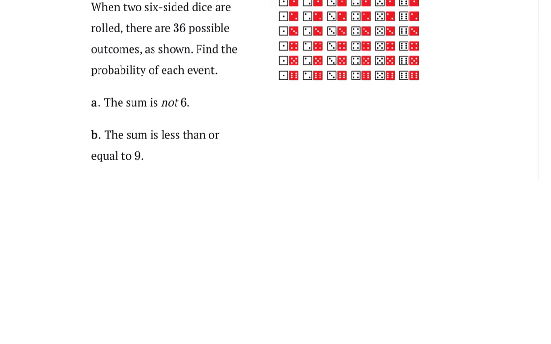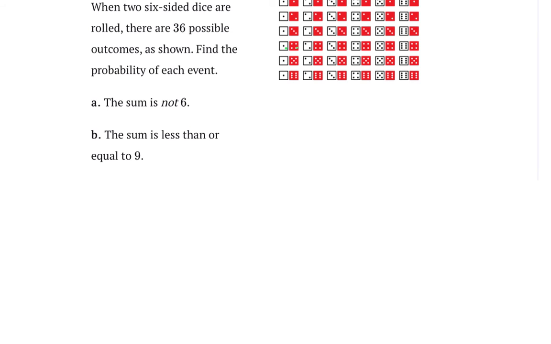So this question's asking, if we have 2 six-sided dice that we're rolling together, it tells us there are 36 different possible outcomes, and they've listed them here. We've got a white die and a red die. So a white 1, a red 1, a white 1, a red 2, a white 1, a red 3, a white 1, a red 4, and so on. They've shown us all the different possible combinations of these 2 dice, and we can count those up and find out that there are 36 different possible outcomes. So we've got 2 questions here. What is the probability that the sum of these 2 dice is not a 6?